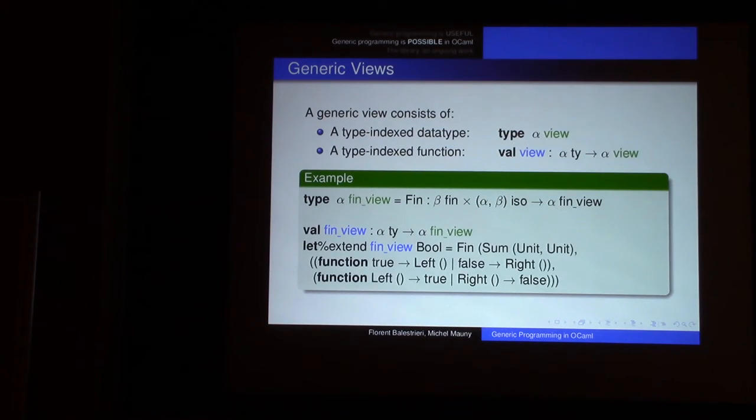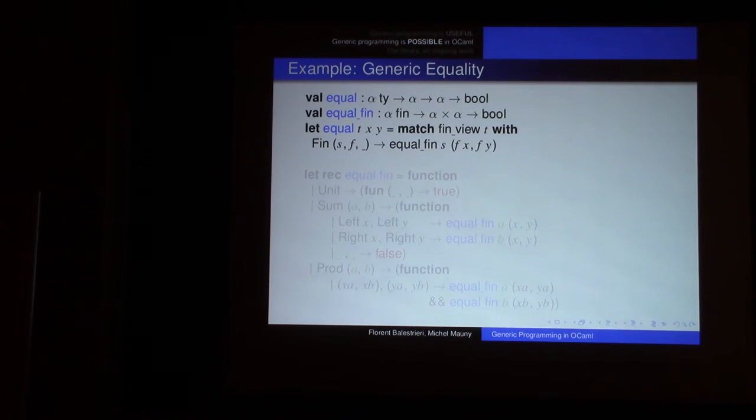An example of providing the view for some type. So here I take the Boolean type, it's a finite type, and so we associate the corresponding view as a sum of unit and unit. And now we have all the pieces we need to define a generic program. I define generic equality over finite types. All generic programs usually will follow this scheme.